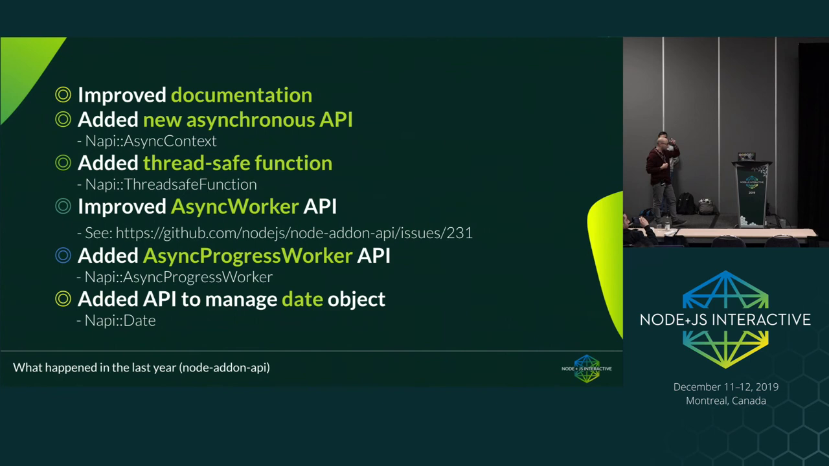And then we added a new async worker called async progress worker that internally is implemented using the thread-safe function and helps you to report on the main thread the progress that happened in an external thread. And then we added a wrapper for the date object.